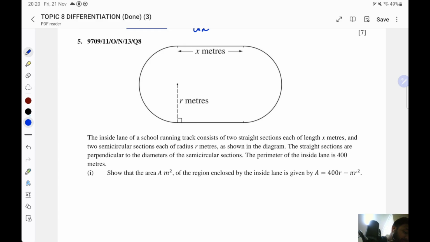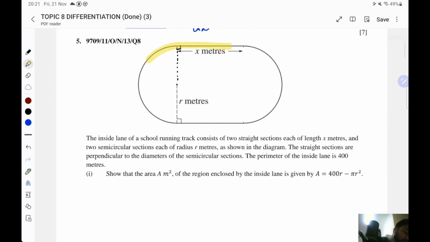Okay, which means that if you make a line like this, it is going to be a 90 degree. The straight sections are perpendicular to the diameter of the semicircle section. The perimeter of the inside lane is 400 meters. So which means that the yellow portion that I am highlighting, if you add all these lengths, this complete length is going to end up to 400 meters. Show that area A meter square of the region enclosed by the inside lane is given by this.